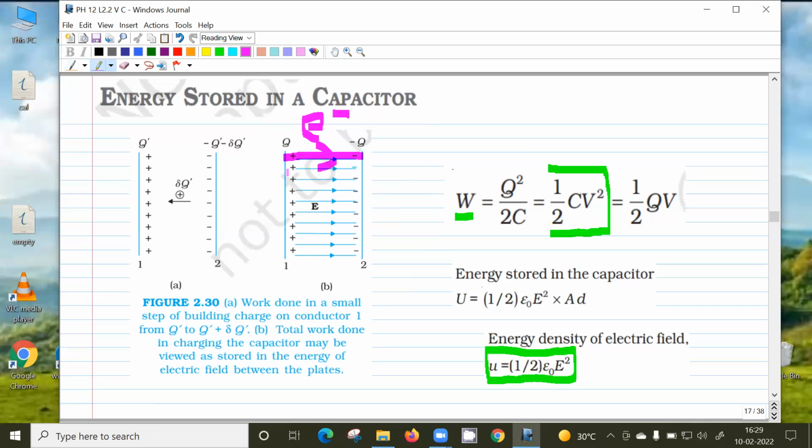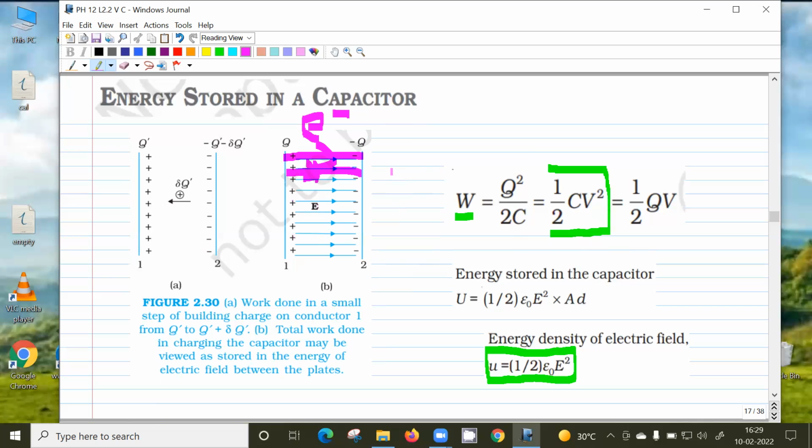So to move the second set of electrons, I have to do some work, because the negative charge here will already create a repulsive force on this electron. So to create this final separation, I have to do some work. That work goes into increasing the energy of the system, and that energy is half CV square. So you remember this formula, half CV square.